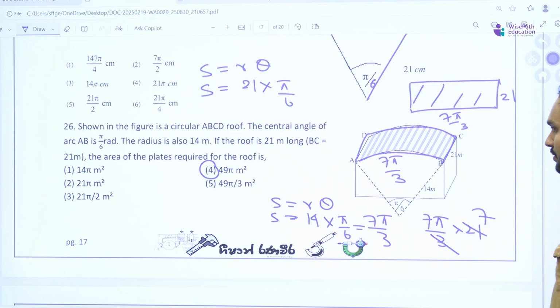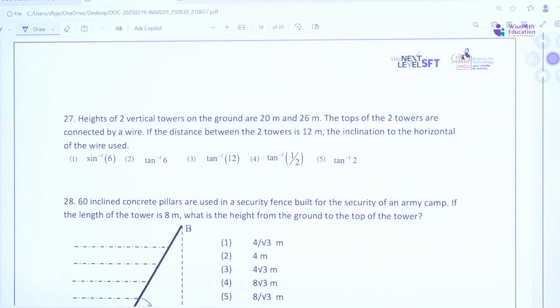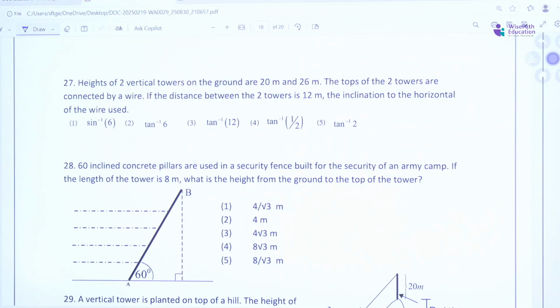Shall we go to the next question? Question number 27. Height of a vertical tower on the ground are 20 meters and 26 meters. The top of the two towers are connected with a wire. If the distance between the two towers is 12 meters, find the inclination to the horizontal of the wire used.